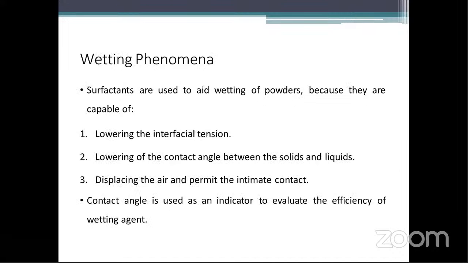Next. Surfactant or surface active agent. Can you remember surfactant or surface active agent?